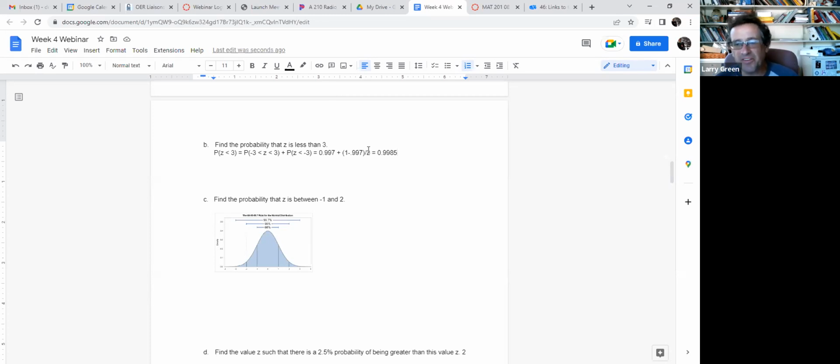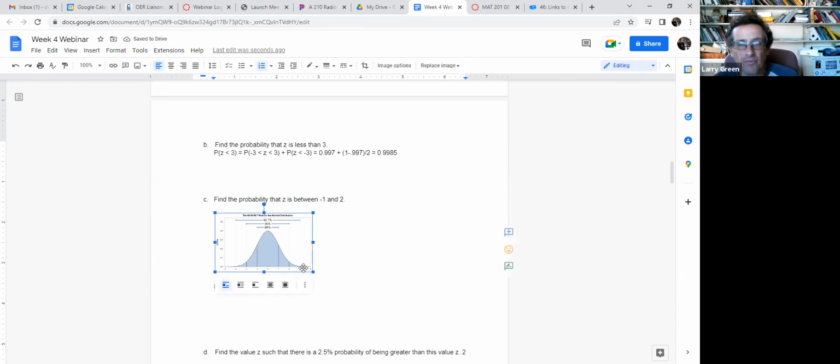Okay, let's look at part C. Find the probability that z is between -1 and 2. So P(-1 < z < 2). That's how you write it in symbols. Let's make this a little bigger so you can see it here.